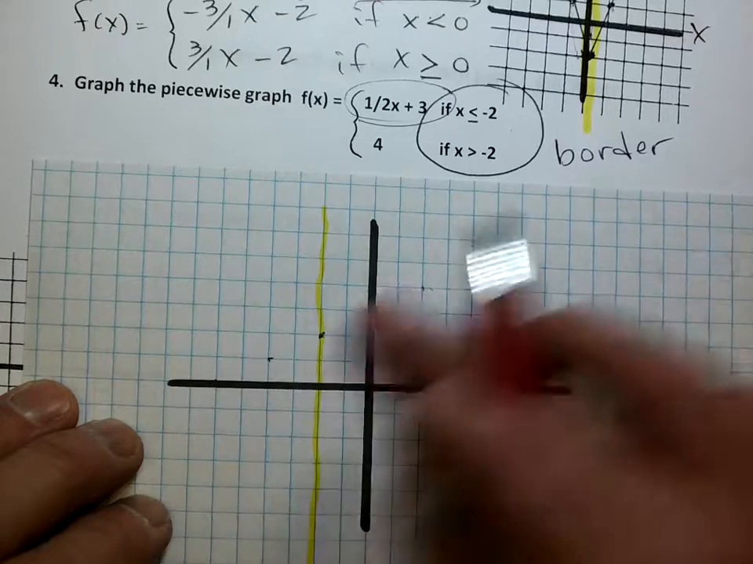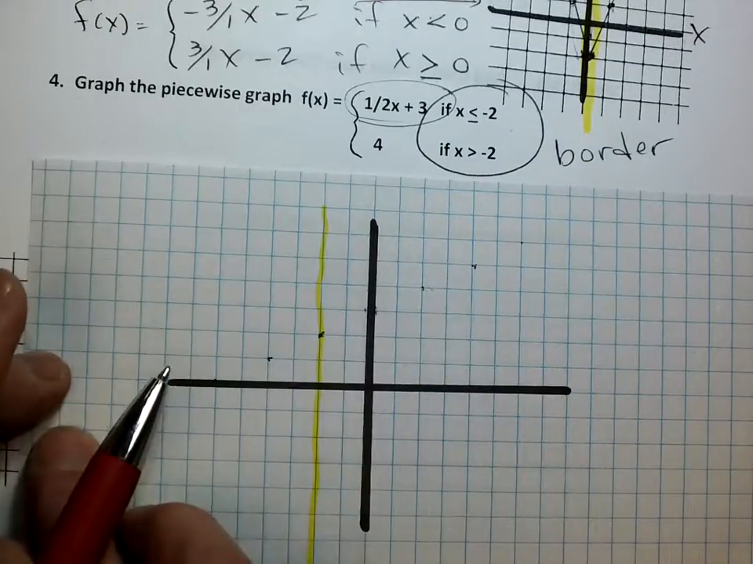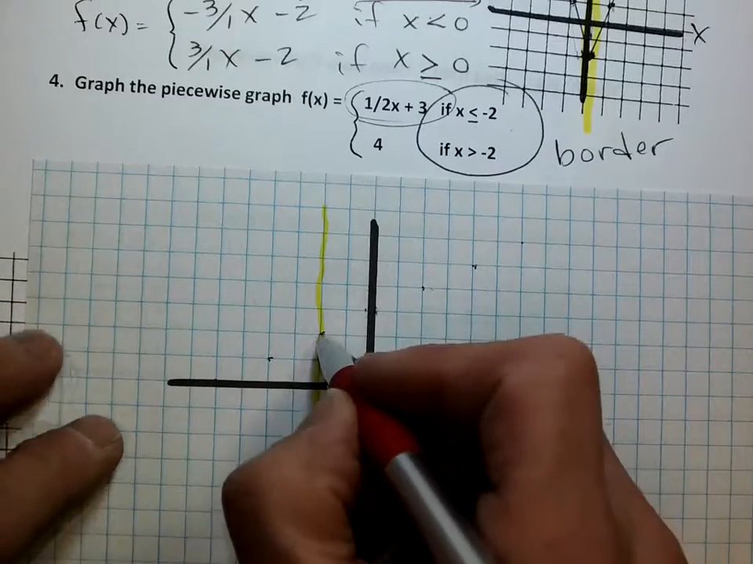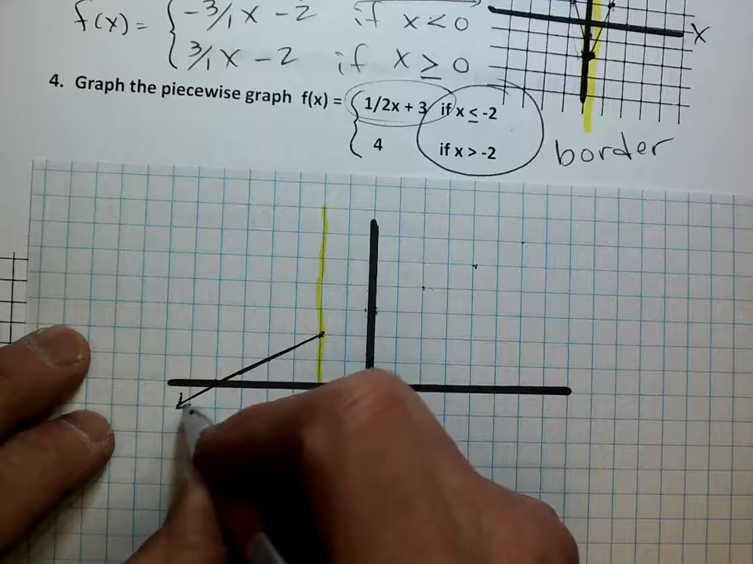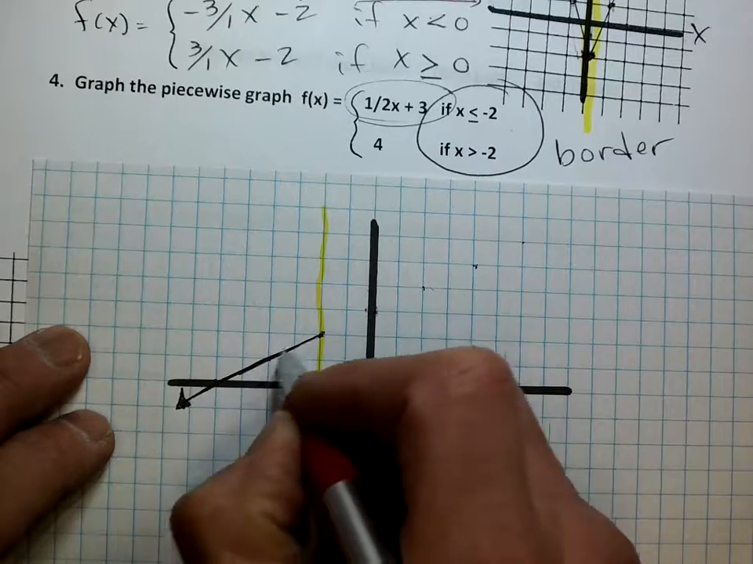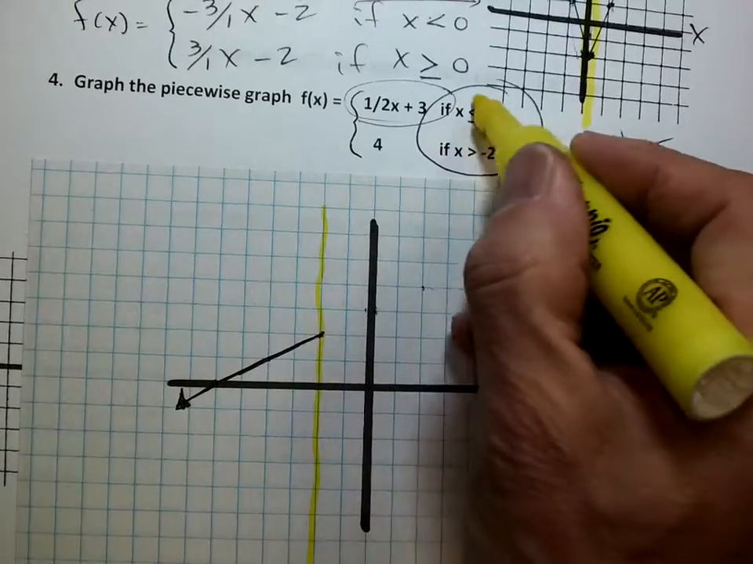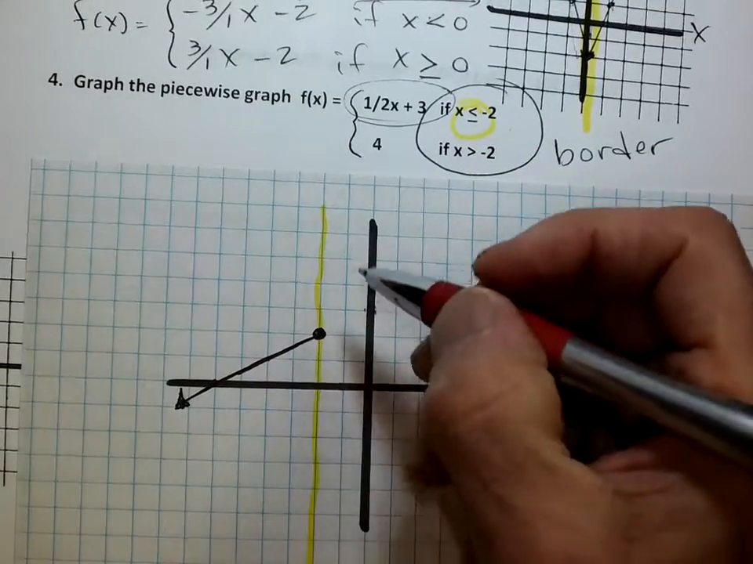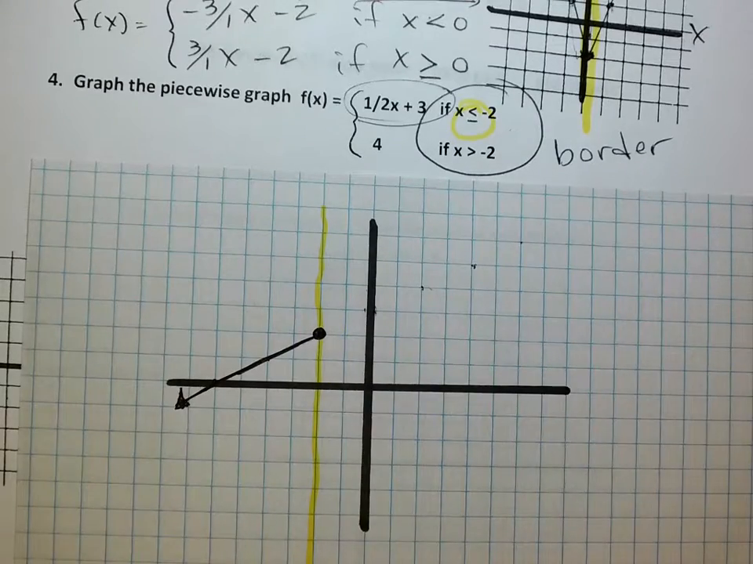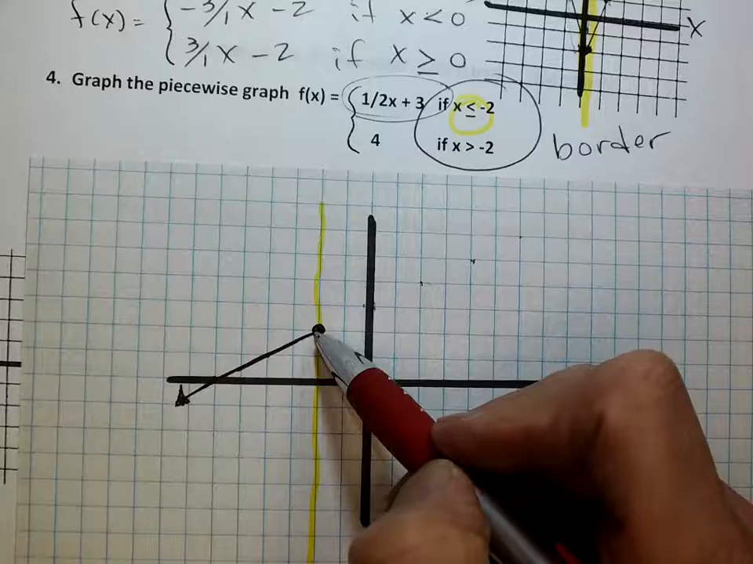Now this graph goes all the way here, but I don't want all of this. I want the piece that's behind or less than or equal to negative 2. So I'm going to graph in this line. Put an arrow because it goes forever. Now, because of this equal sign right here, I'm going to make sure that this point has a solid dot because it equals that point, okay?